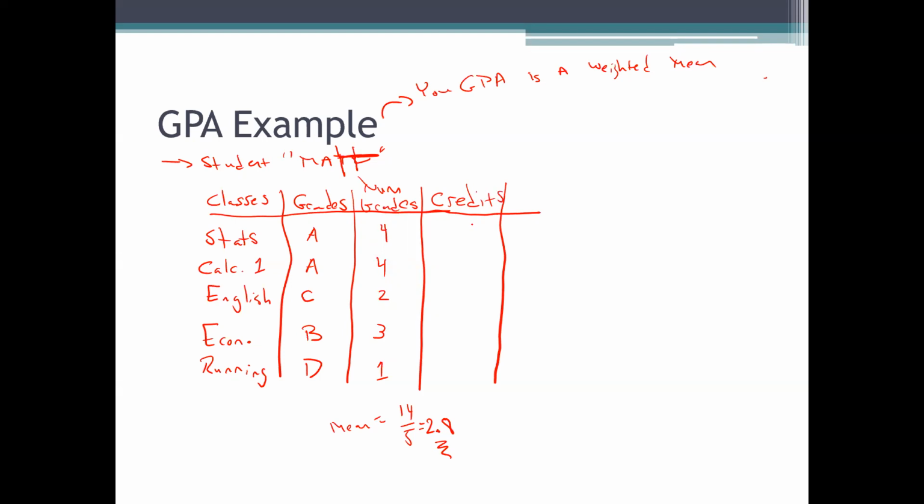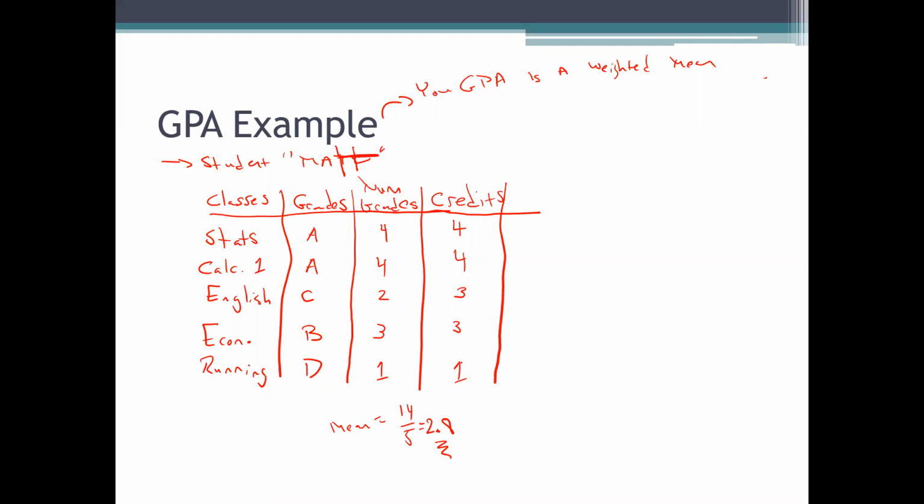They actually weight it by your credits. Like stats, how many credits is a stat course? How many credits is this class? Yeah, 4. Calc 1 is a 4-credit class. Englishes are generally 3-credit classes. Economics are 3-credit classes. And a running class, a phys ed class, is generally 1 credit.